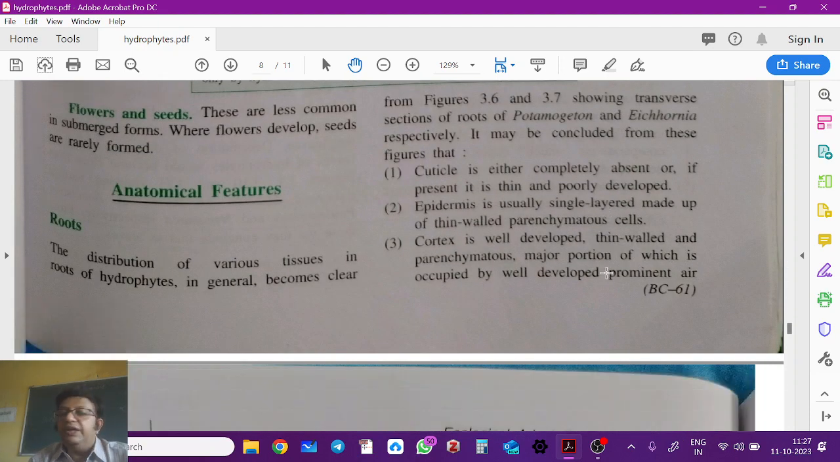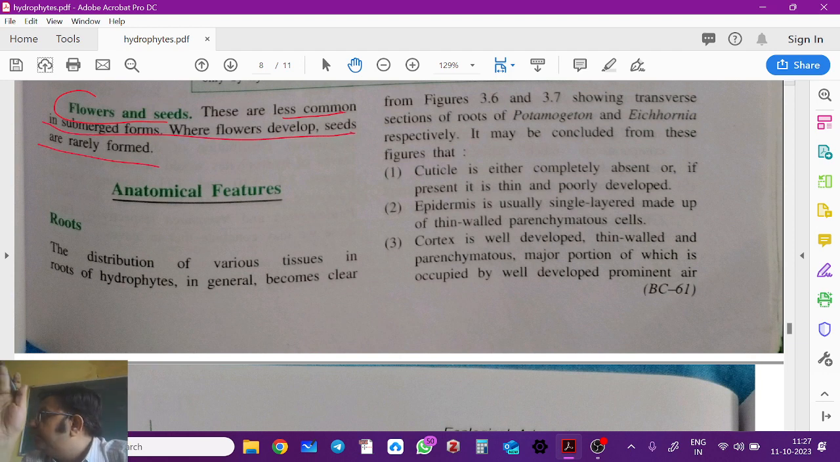Now, let us come to the morphological part. The flowers and seeds here are less common in submerged forms. Where flowers are developed, seeds are rarely formed. So, anatomical features. What are the anatomical features? You have the roots. Okay?